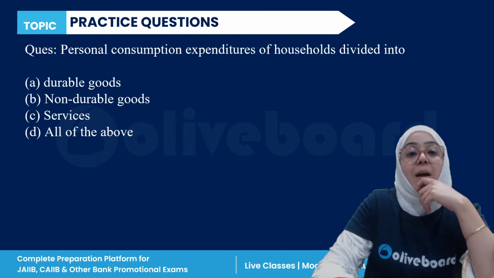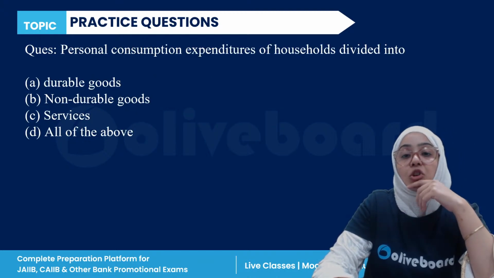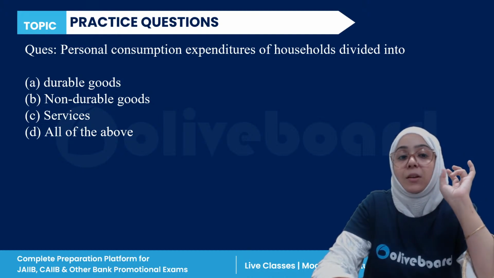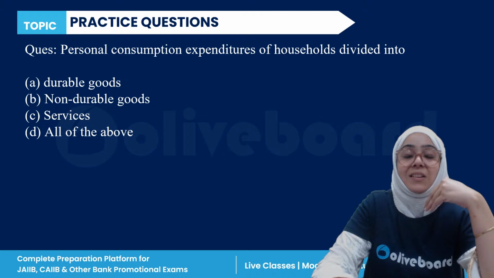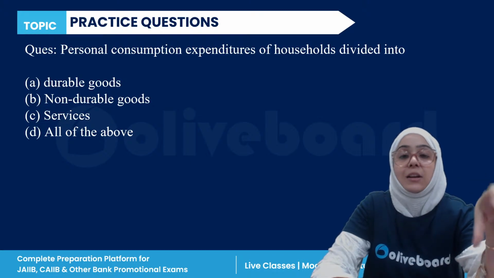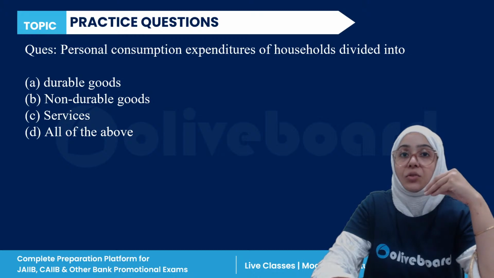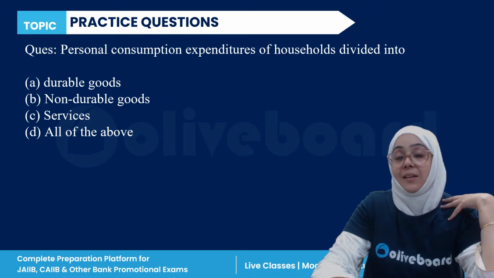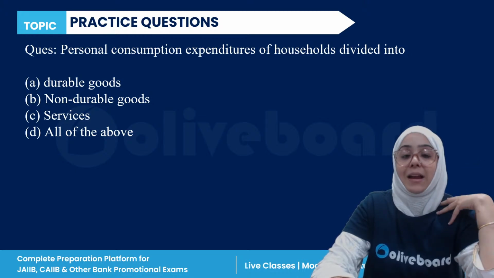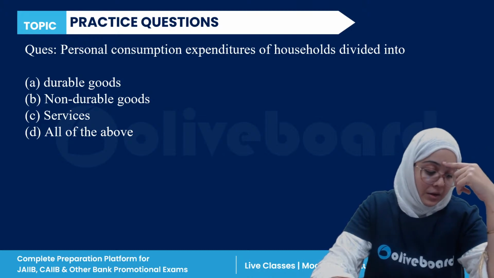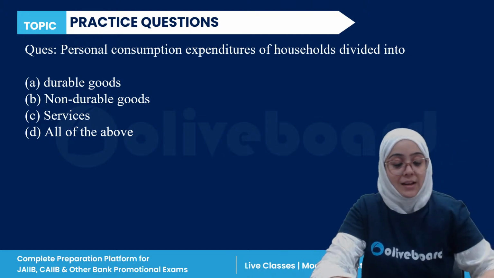Okay, next. Personal consumption expenditure of household is divided into durable goods, non-durable goods, services, or all of the above. Personal consumption expenditure of household is actually divided into which category? If I am talking about my consumption, I am using durable, non-durable, services, so all of the above. You can all answer this question very easily.